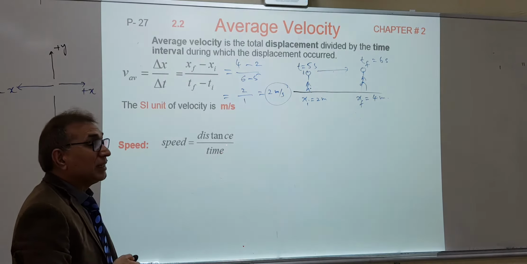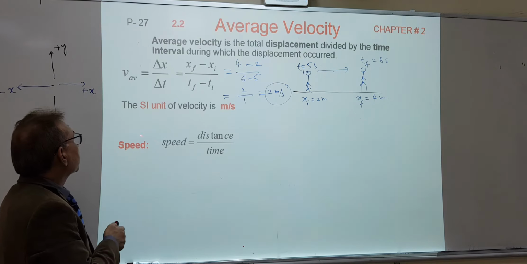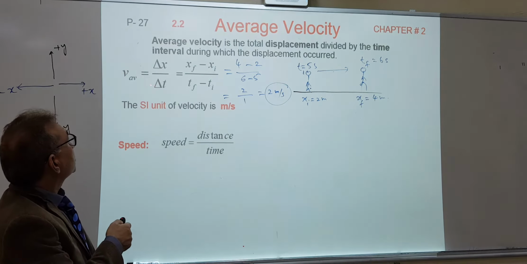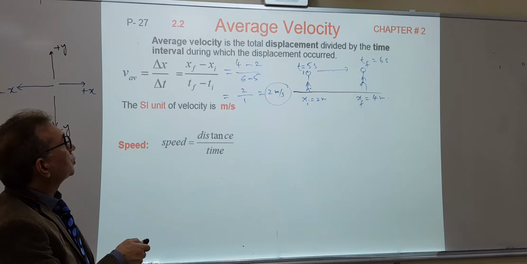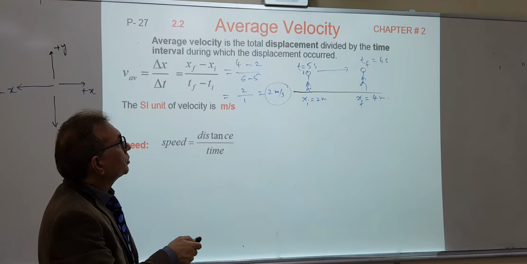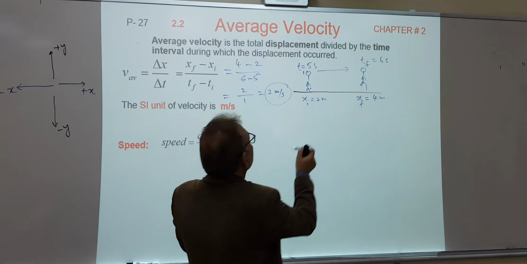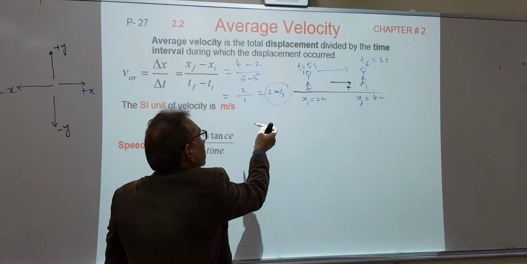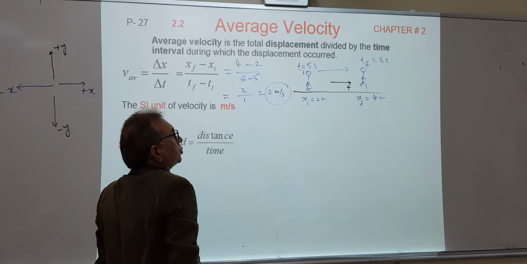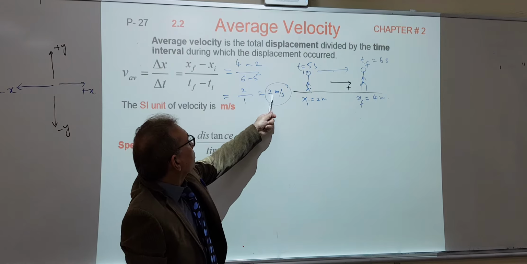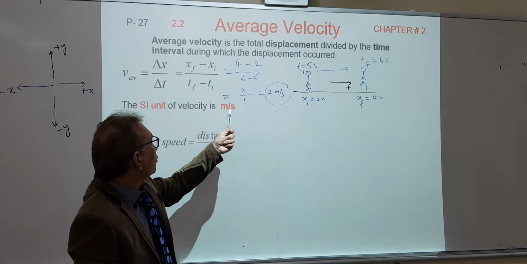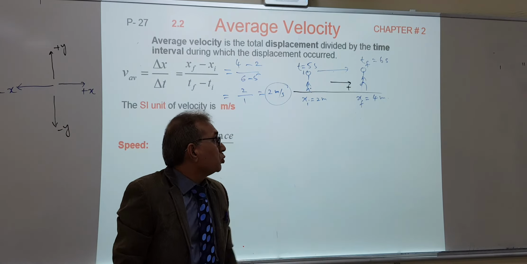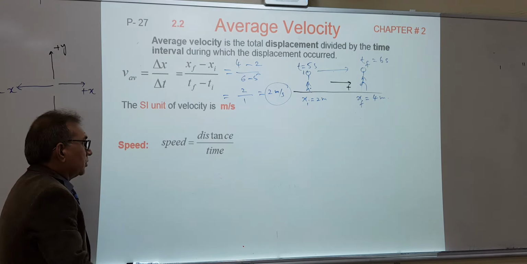Speed is a scalar, meaning we don't need direction for specifying speed. For velocity, yes, we have direction, like this one. This is plus, so it is going to the positive side. This side is negative, so this is plus 2 meters per second, meaning 2 meters per second is the magnitude, the value of the velocity, and plus means it is moving towards the positive x-axis.